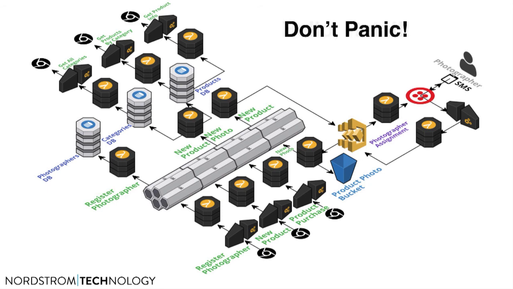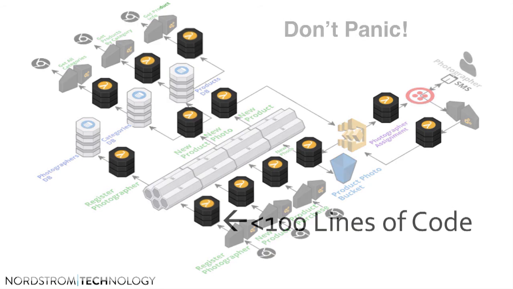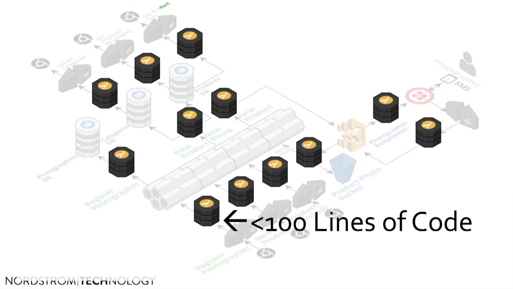So as usual, our team spent a lot of time writing a small amount of code, which is kind of how we like it. And each one of those lambdas might be 100 lines of code or less, and maybe a lot of shared code across those.